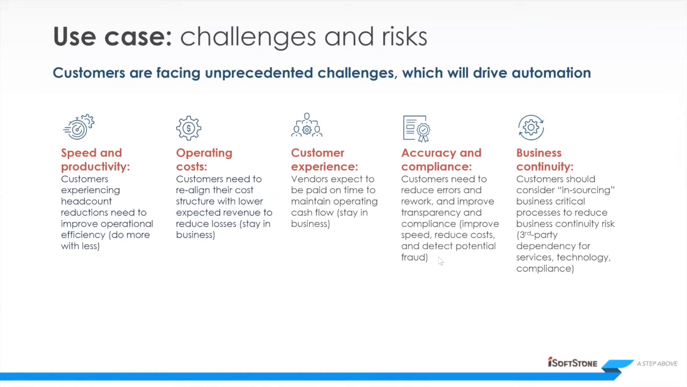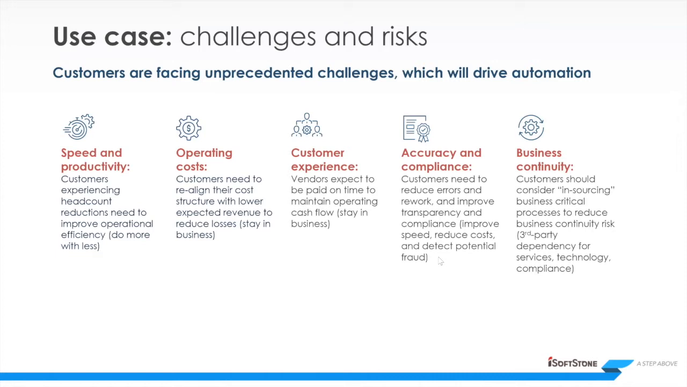Speed and productivity, as I mentioned, customers are experiencing headcount reductions and need to improve operational efficiency, do more with less. There's no question that automation and the ability to improve efficiency and scale enables a company to have a flat or even downward trending employee workforce while still continuing business as needed.